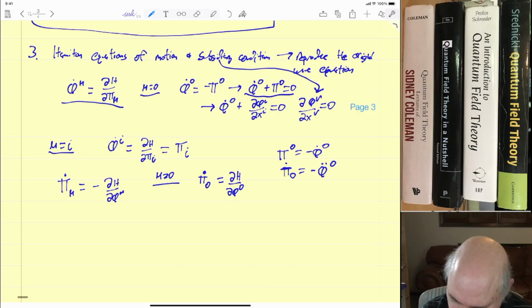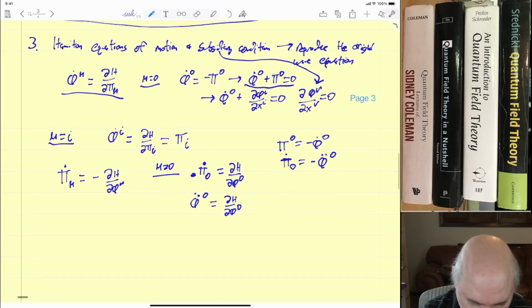So I want pi dot 0. Let's put a minus sign here. Just took the minus sign from one side to the other. So I have phi double dot 0 is equal to the partial of h with respect to phi 0. Okay. Now let's calculate the partial of h with respect to phi 0.